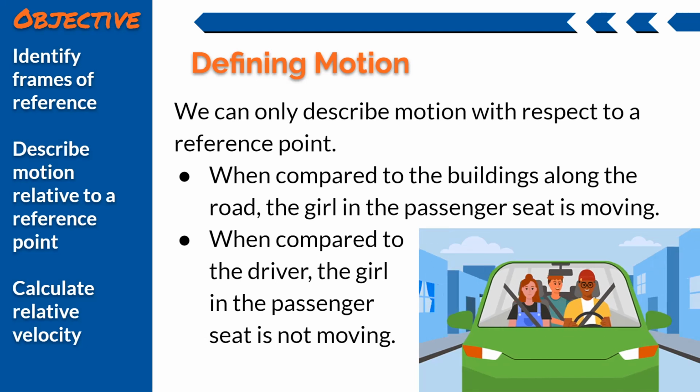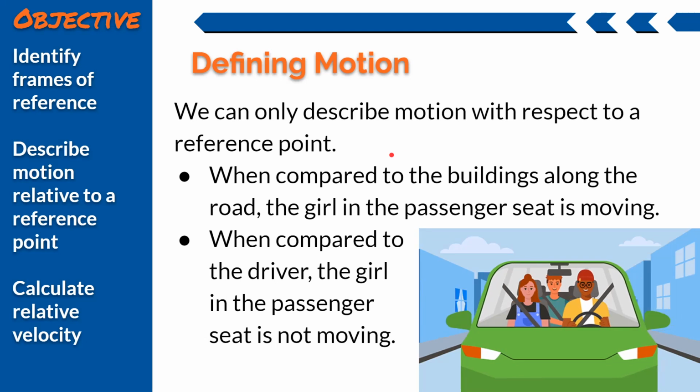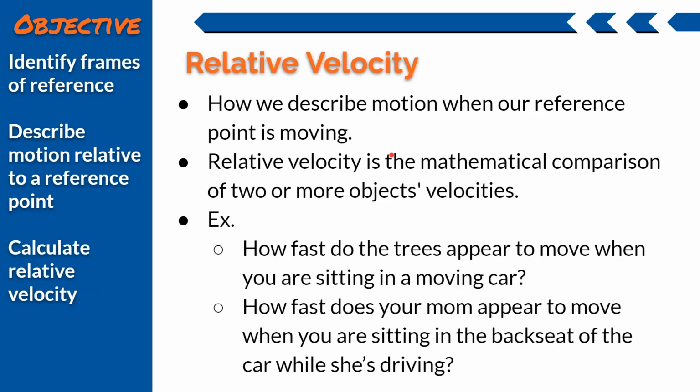Okay, so again, it's always relative to some frame of reference, to some reference point. Relative velocity is how we describe our motion when our reference point is moving. So far we've only talked about velocities with an assumed standard of rest, an assumed stationary reference point on the ground. But if we now look at the fact that our reference point might be moving as well, now we can define our velocity with respect to that object, and we call that relative velocity.